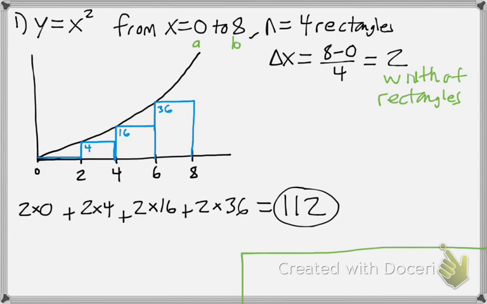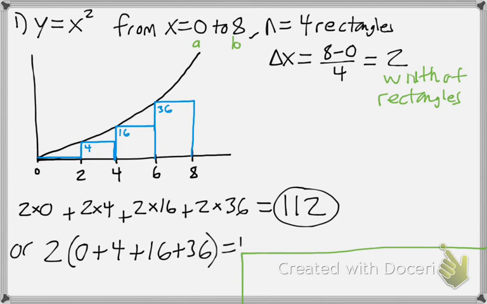A faster way to do this, because I know each of my widths is going to be exactly the same, you can just factor out that 2 and then just add up the heights. So 0 plus 4 plus 16 plus 36, and that's equal to 112 as well. So that kind of saves a little bit of space. So this is an estimate. 112 is our answer, and this is the estimate for the area underneath this curve.